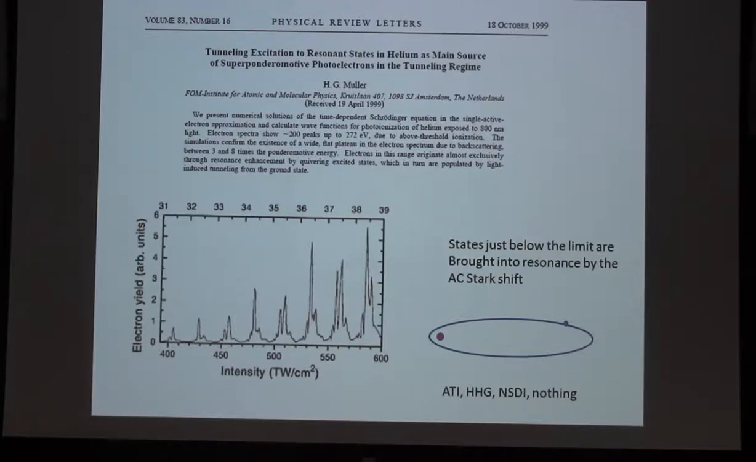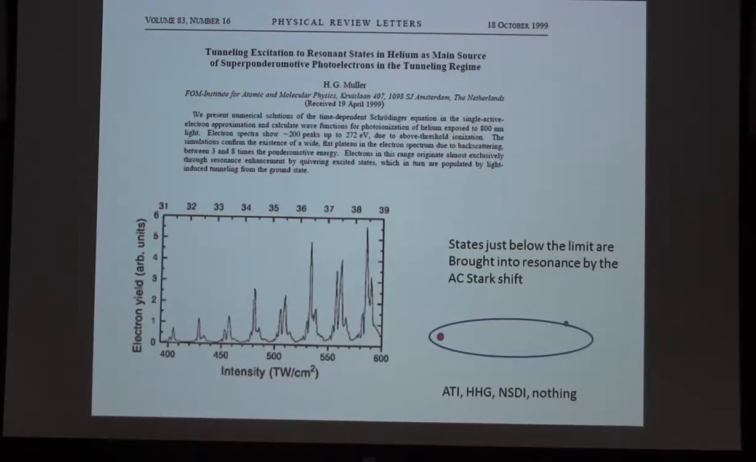And finally, I would just like to point out that both of these experiments you can find suggested in a paper by Muller about 14 years ago, in which he did calculations of how you get superponderomotive electrons in ATI. His calculations showed that you get these superponderomotive electrons when the intensity is such that states just below the resonance are brought into multiphoton resonance with the ground state and therefore populated. And he observed the same thing.